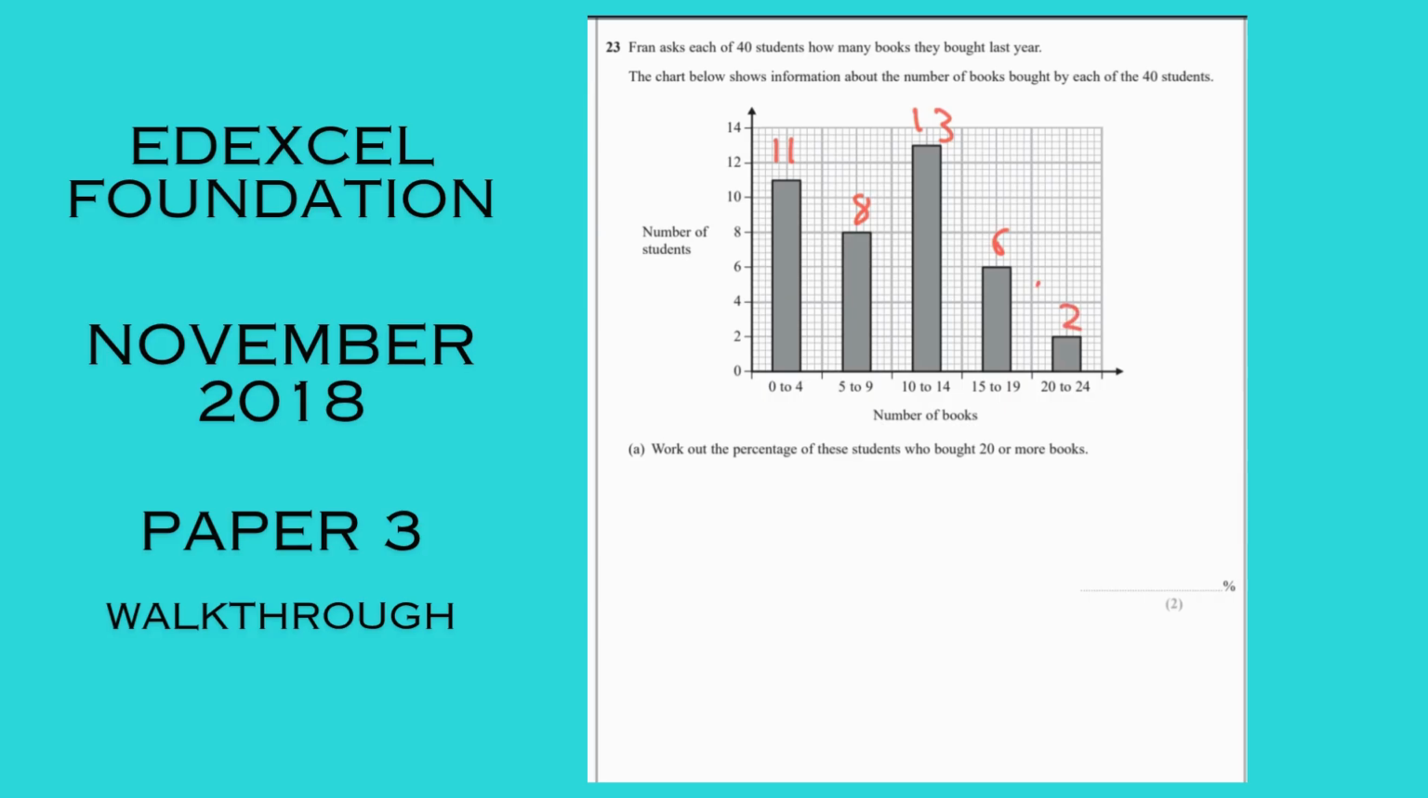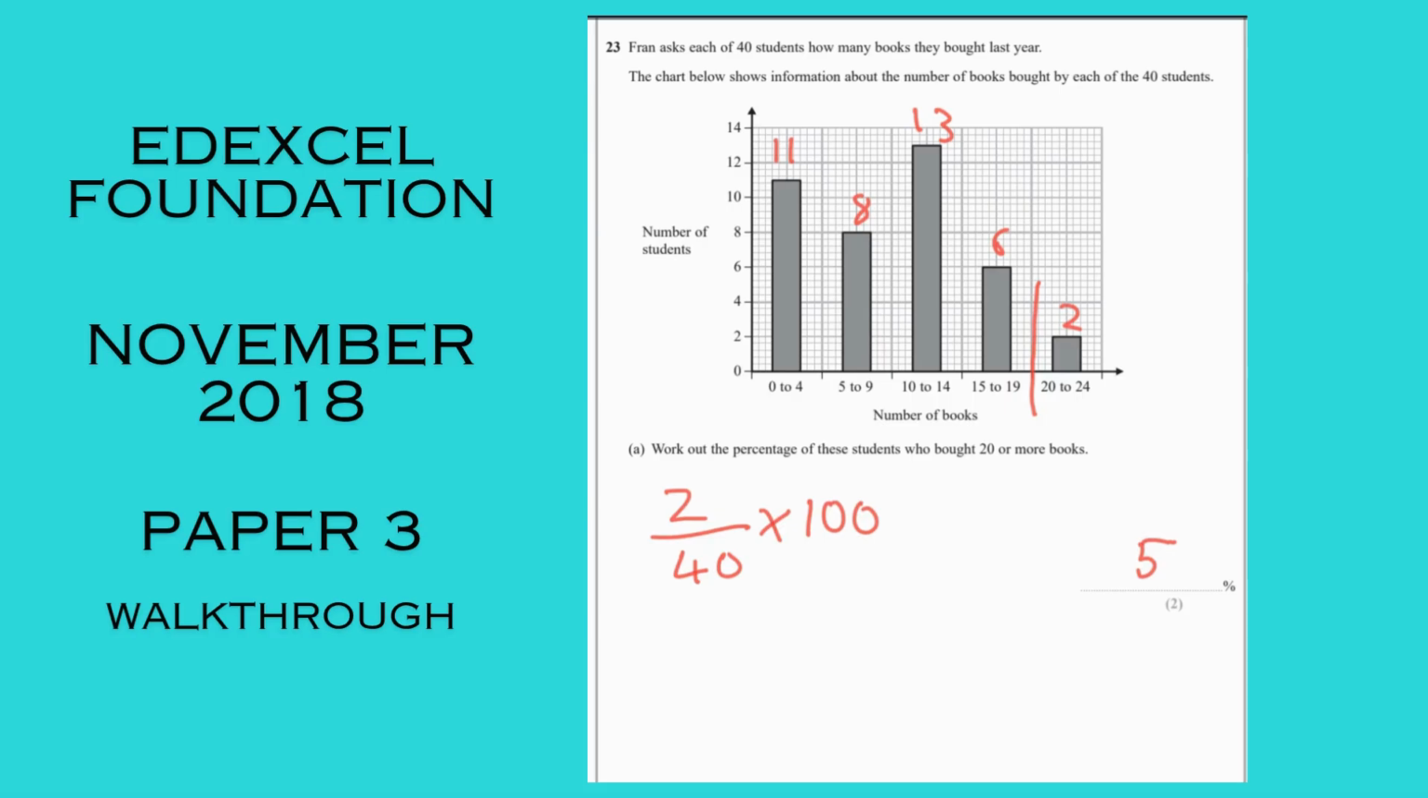So how many students bought 20 or more? 2 out of the 40. So that's your fraction who chose more than 20 books. You times it by 100, you grab your calculator, and I really hope you get 5.